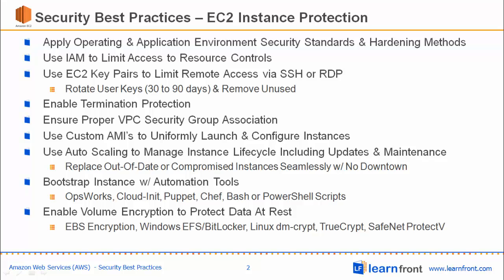Additionally, you might want to consider enabling encryption inside your EBS volumes, and this would help you protect data at rest. EBS, or Elastic Block Store, offers encryption, although you have to choose that upon volume and instance creation. Alternatively, you can look at other vendor and third-party tools. Microsoft offers Windows EFS or BitLocker. On the Linux side, you can use dm-crypt or some other third-party tools like TrueCrypt or SafeNet ProtectV.